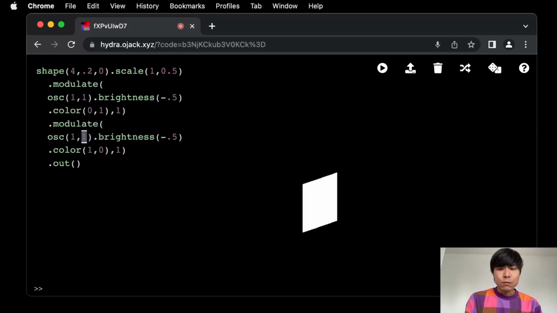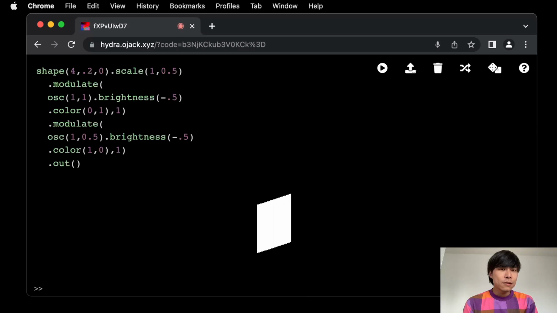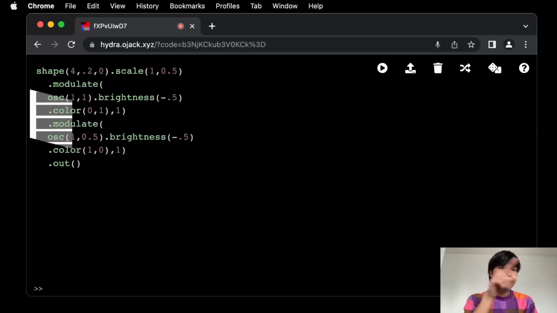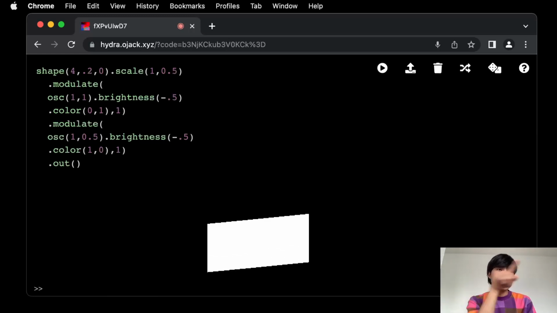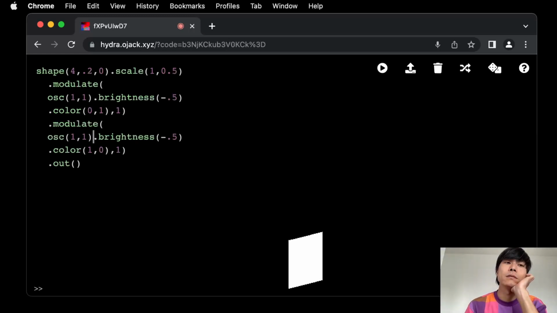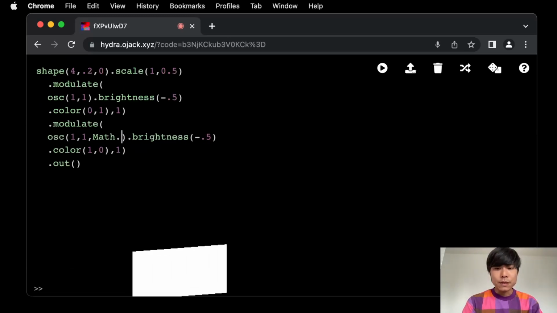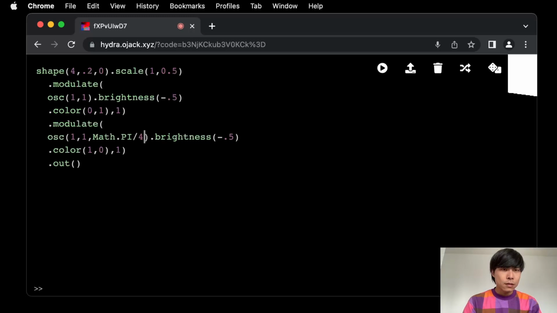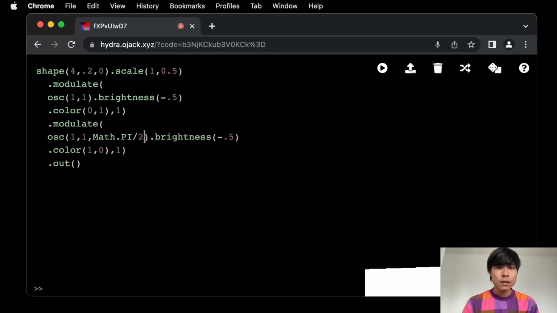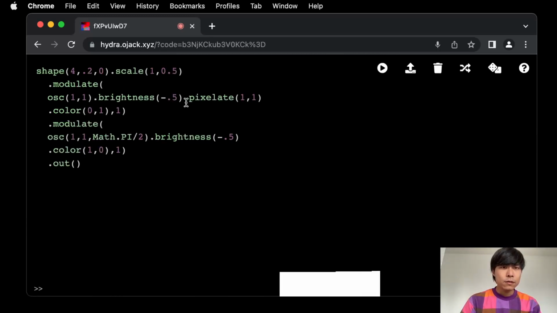I would change the frequency of the oscillation for X and Y, and now I think it's kind of a lissajous shape. It's like an infinity sign that is joining. Or I could also decide to shift the phase. This is a bit nerdy, but you could also do something like this to shift the phase. Or is it pi divided by 2? Yes. Maybe I would do pixelate just to keep the effect clearer.